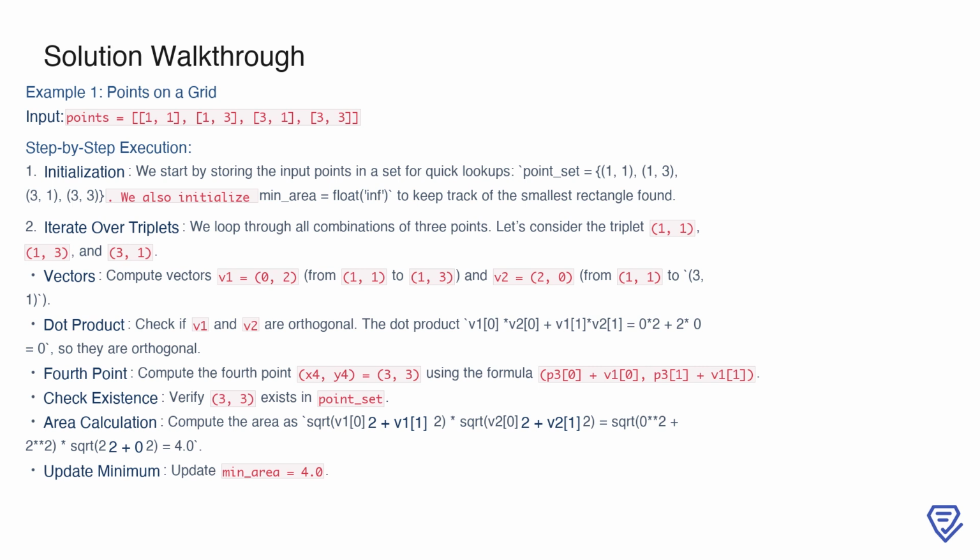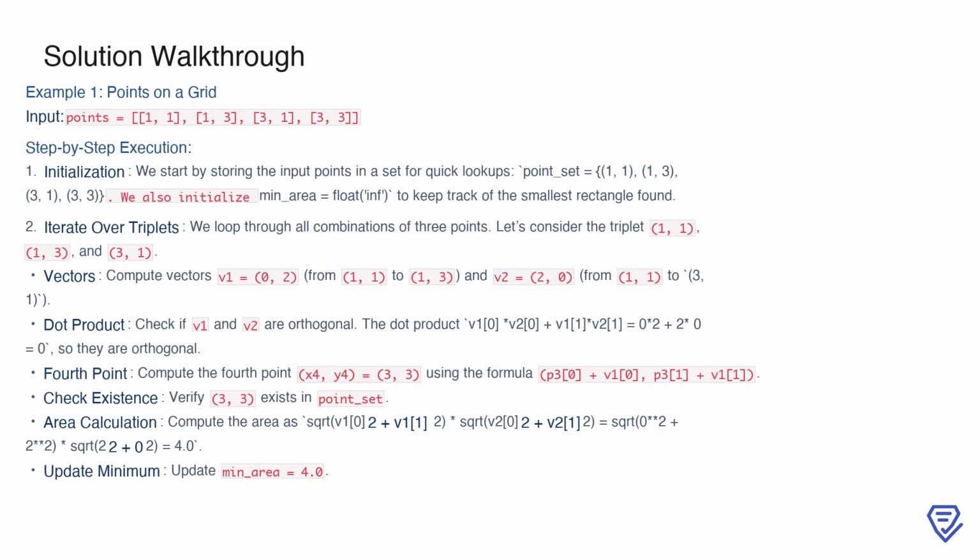This allows for quick lookup operations, which will be essential as we verify potential rectangles. We also initialize a variable min_area to infinity, which will track the smallest rectangle area we find during the process. Next, we iterate over all unique combinations of 3 points from the input.